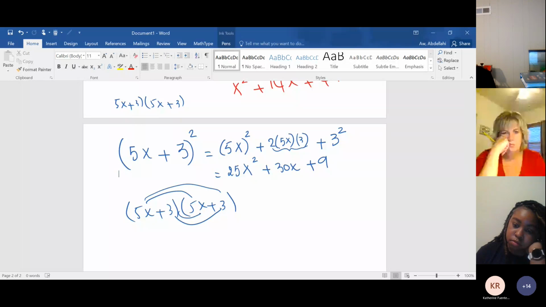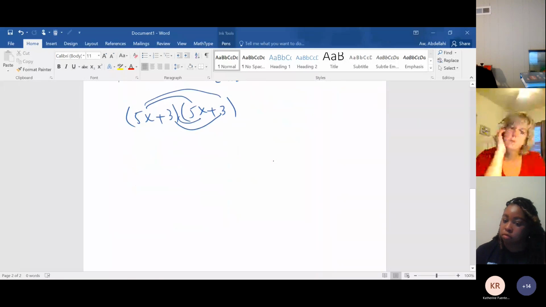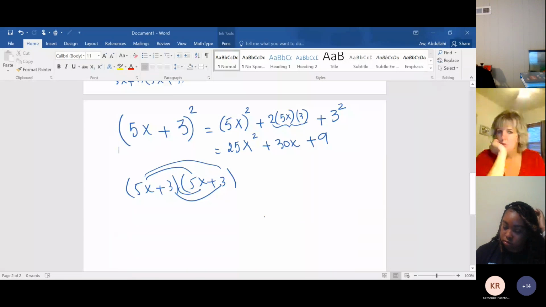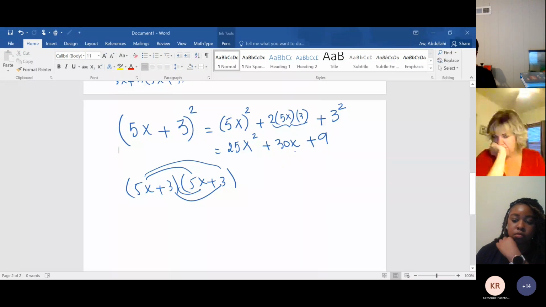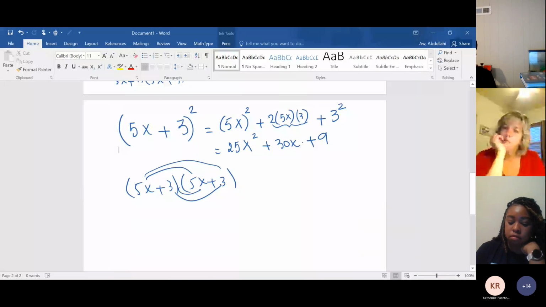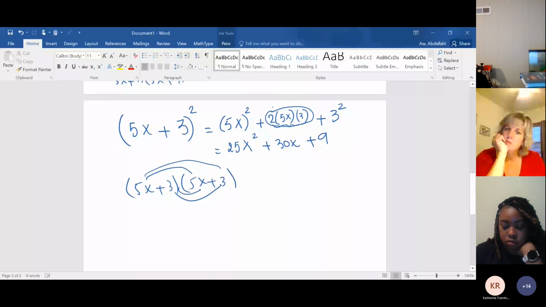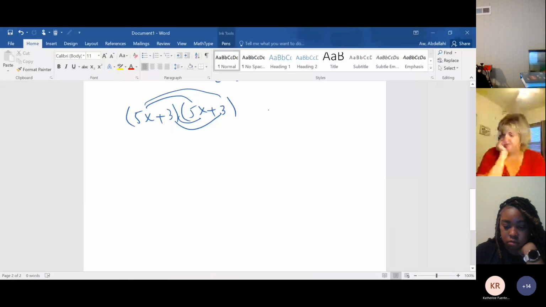Okay, so because I had 5x and then I had 5x in the parentheses plus 3, and I had plus 3 and then I had 5x plus 3, could I write it like that? No. The one in the middle is all multiplications. Okay. This one in the middle is all multiplications, right? Okay. So this is a plus b.